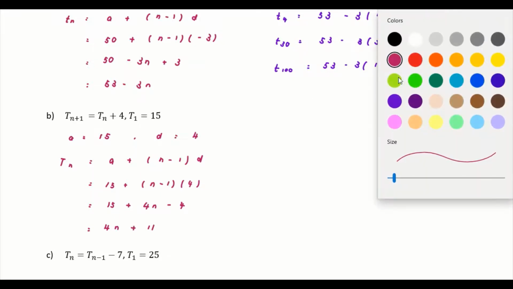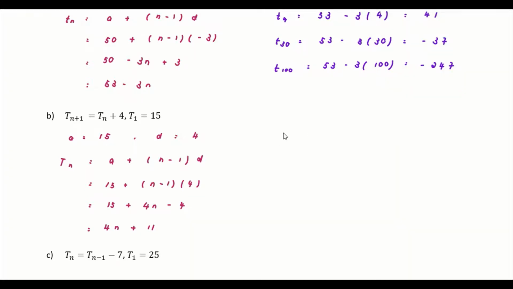Okay, so now let's continue to find our terms. Let's start with the fourth term, which will be equal to 4 multiplied by 4 plus 11. So that's 16 plus 11, so 27. Then to find the 30th term, 4 times 30 plus 11. So we have 120 plus 11, that's 131. Then after that, we move on to T100. So 4 times 100 and then plus 11, that gives us 411.